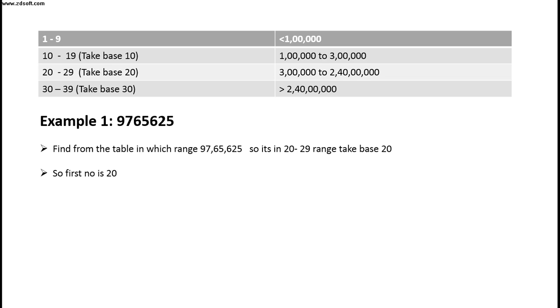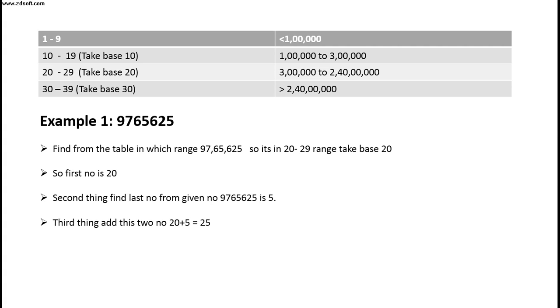Second thing is find the last digit of the given number. So the last digit is 5. And third thing is add these numbers. Base is 20 and the last digit of the given number is 5. So 20 plus 5 is 25. So our answer is 25.